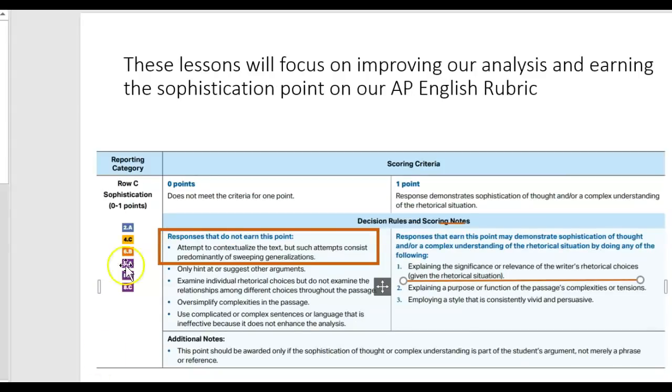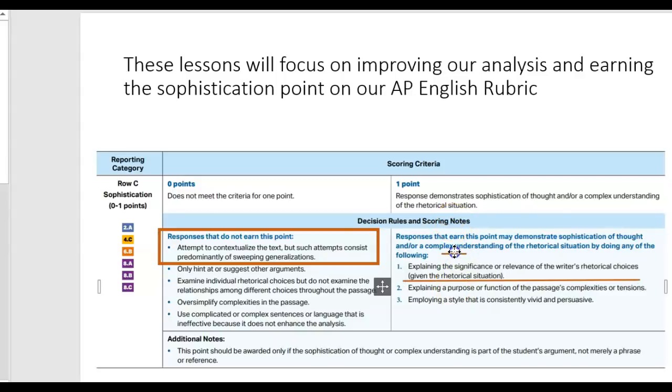So here I have the AP English rubric, but I have the sophistication row, which is row C. Now, in our previous classes, we've all kind of focused on row A, the thesis, and row B, the evidence and commentary, which we're going to continue to work on. But I know there's been a lot of frustration around row C for sophistication because it's the unicorn of points, right? Like, is this point even real? How do we obtain this point? And so I'm going to go over what doesn't earn the point, and then we're going to talk about how we can go about trying to earn that point today.